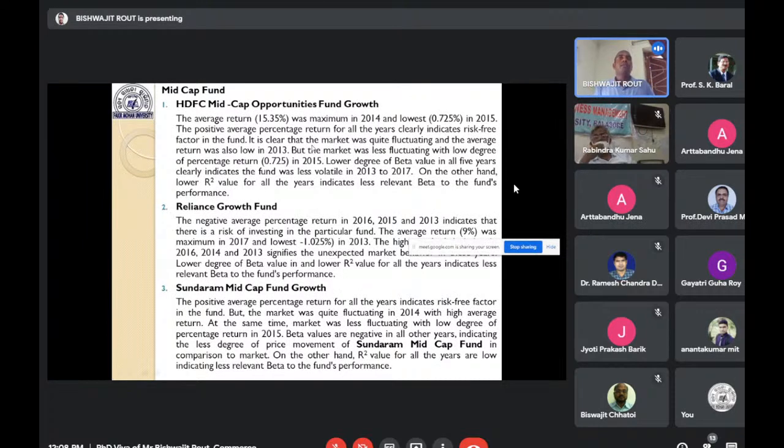And now the return analysis of mid-cap funds. So first one is HDFC Mid-Cap Opportunity Fund growth. The average return was 15.35%, was maximum in 2014 and lowest, 0.72%, in 2015. The positive average percentage return for all the years clearly indicates the risk-free factor in that fund.